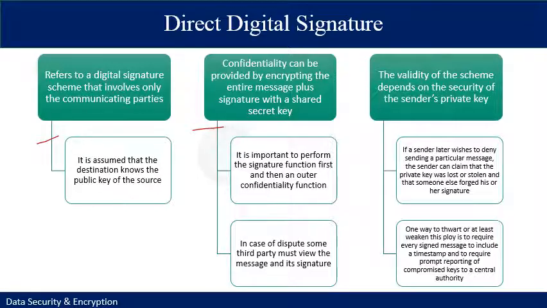So if the sender later wishes to deny sending a particular message, the sender can claim that the private key was lost or stolen and that someone else forged his or her signature. One way to thwart, or at least weaken, this ploy is to require every signed message to include a timestamp and to require prompt reporting of compromised keys to a central authority. Another threat is that a private key might actually be stolen from X at a time.